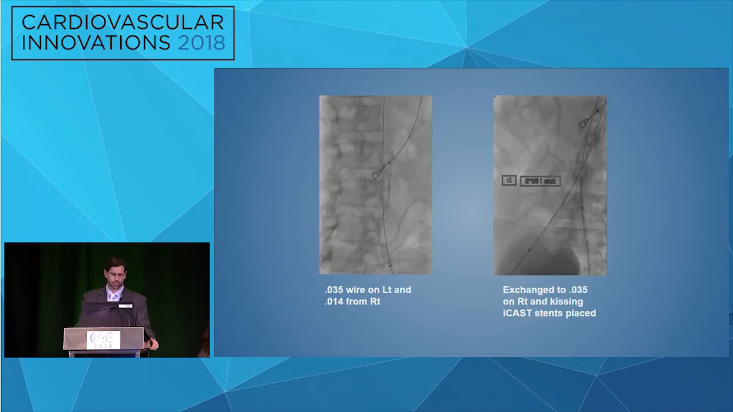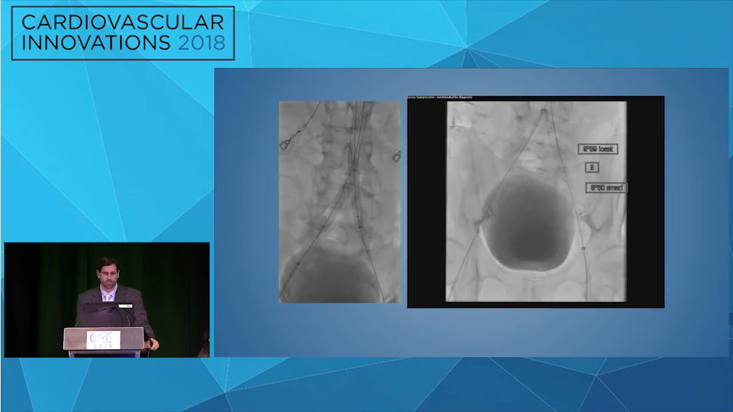So now we have, actually it's a 7-French sheath on the right and a 10-French sheath on the left. Got an 014 wire up the aorta, exchanged that to an 035. And now I think we're home free. We did kissing stents at the aortoiliac bifurcation using covered ICAS stents, and that was no problem.